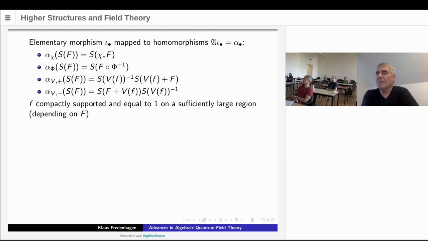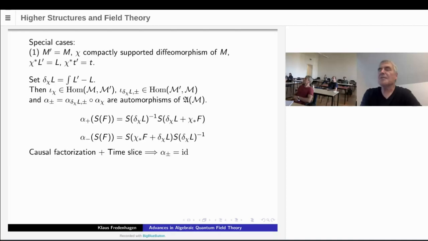Now I look at special cases. The one case is that we look at these arrow chi for some diffeomorphism. So we have M prime is the same manifold as M, and chi is a compactly supported diffeomorphism of M. Then we have, as before, that the pullback of L prime is L, and the pullback of the time orientation T prime is T.